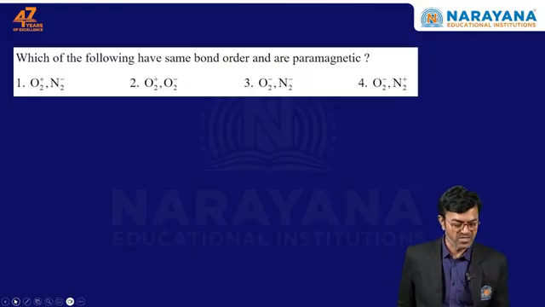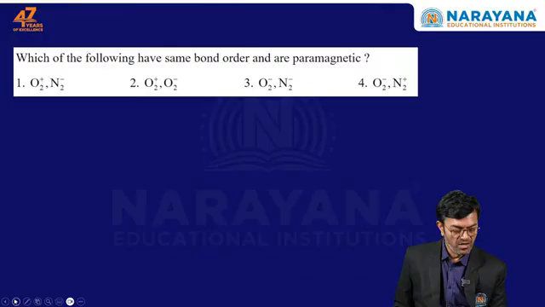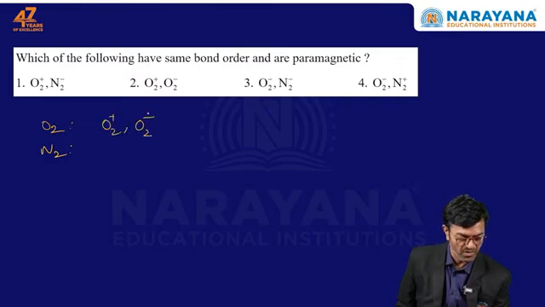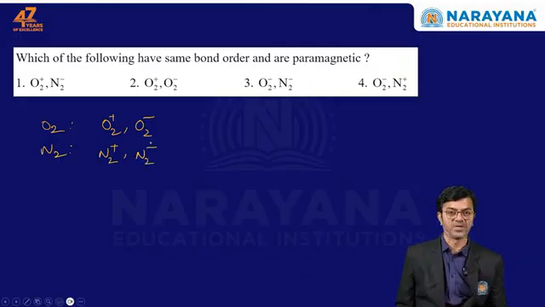Next, another question is related to molecular orbital theory. It is asking which of the following have the same bond order and are paramagnetic. They are related to oxygen and nitrogen. If you remove an electron, you will get O2 plus. If you add an electron, you will get O2 minus. N2 is also the same: if you remove an electron, you get N2 plus, and if you add an electron, you get N2 minus. These 4 ions have been given.